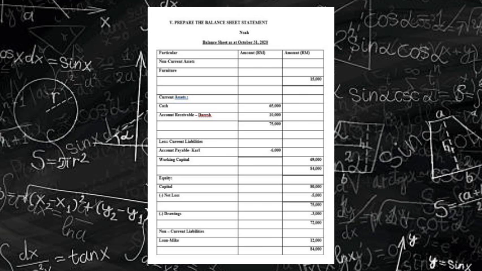In addition, for equity, capital is 80,000 ringgit. Net loss minus 5,000. Total equity is 75,000. Total for drawings is minus 3,000. Lastly, non-current liabilities: loan, Mike, is 12,000. Total for all amounts is 84,000.